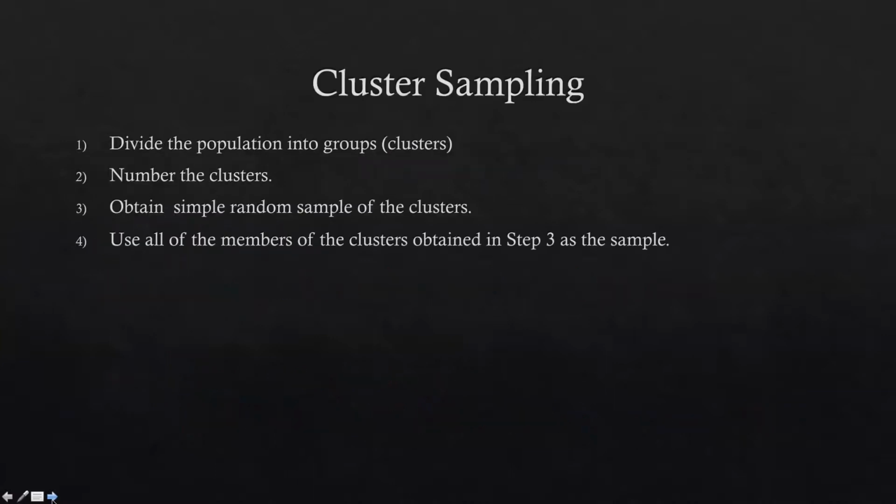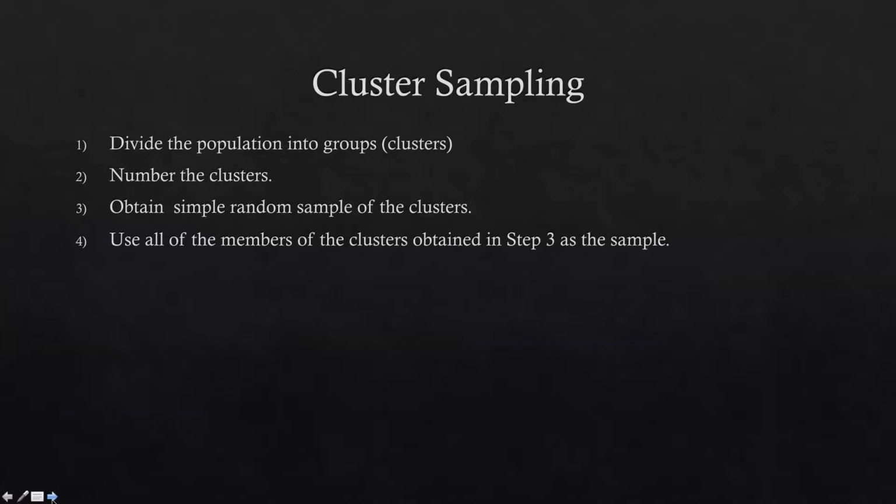All right, the next one that we're going to look at is called cluster sampling. In cluster sampling, you divide your population into groups, and those groups are called clusters. You number the clusters and obtain a simple random sample from the clusters. You use all the members of the clusters obtained as the sample.